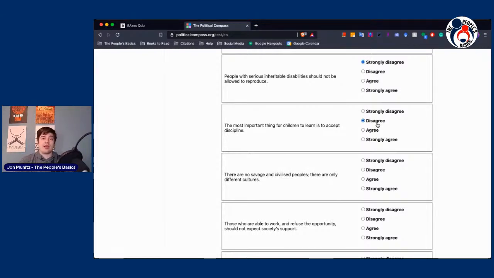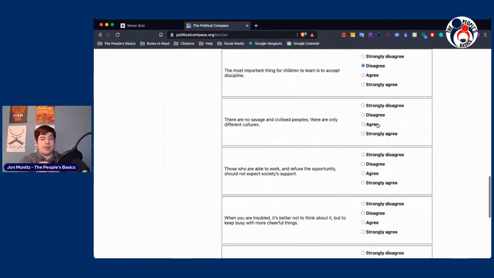There are many things that I'd love for people to learn instead: critical thinking skills, empathy. Actually, I'm just going to stick with those. I'm not going to discredit the importance of discipline. It's one of the things that, frankly, I wish I was taught more as a child, but I don't think it is the most important thing. So I'm going to disagree, but not strongly disagree.